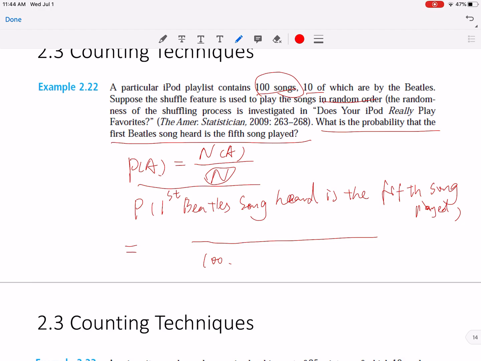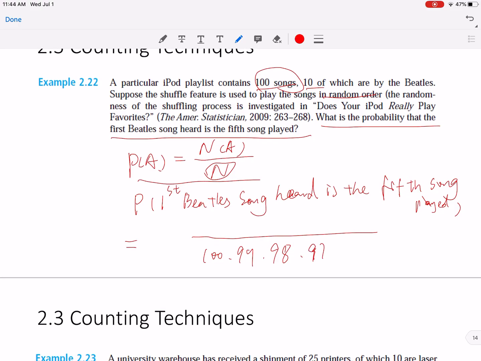And then how many choices do we have for the second song? It's going to be 99 because there will be 99 left. Then how many choices for the third song? That would be 98 because there would be 98 songs left. And for the fourth song, that would be 97 because there would be 97 songs left. And after that, how many different choices do we have for the fifth song? We have 96. Right? So the bottom would be the multiplication of those 5 numbers.